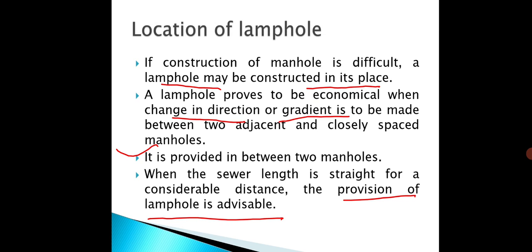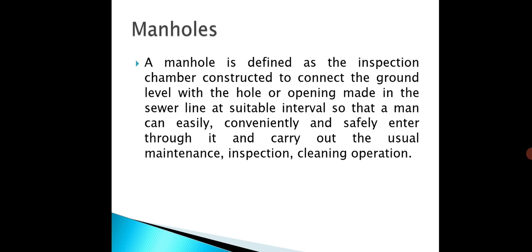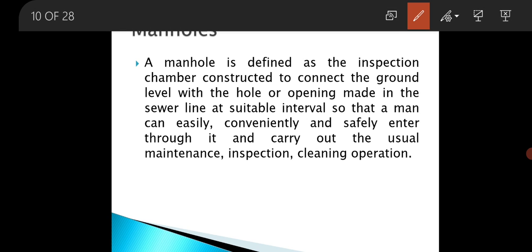So this is all about the construction, purpose and location of the lamp hole. Second appurtenance is manhole. All of you know that a manhole acts as an inspection chamber which is constructed to connect the ground level with the hole or opening made in the sewer line.